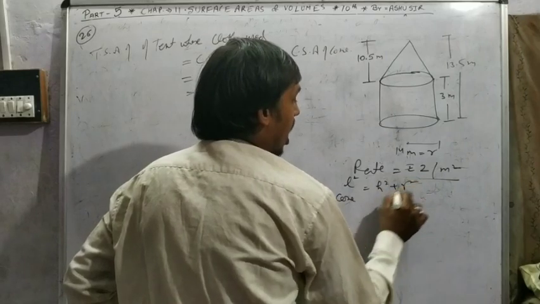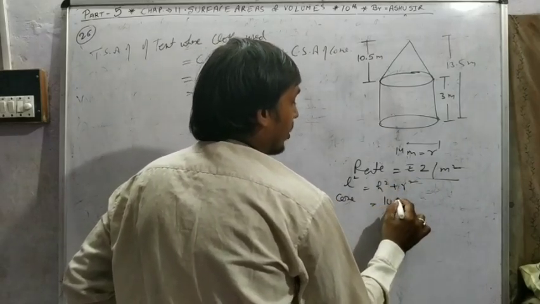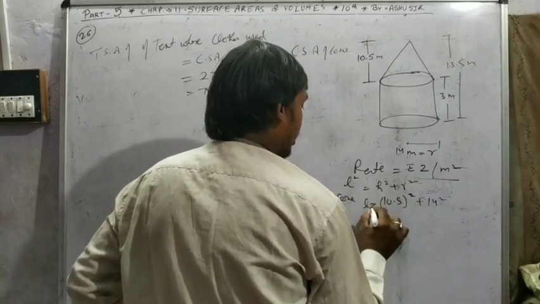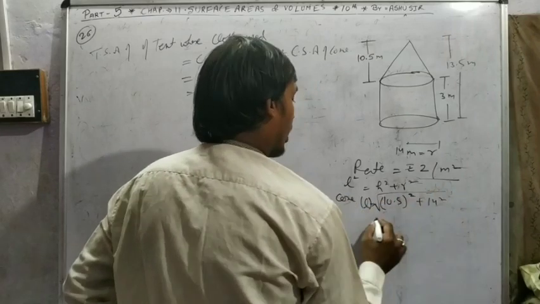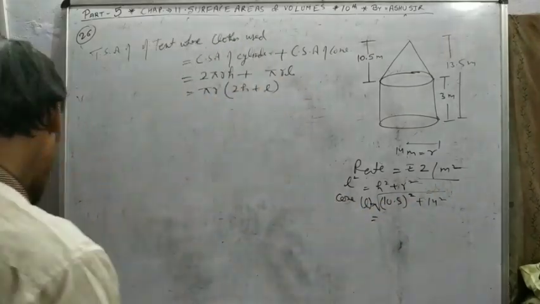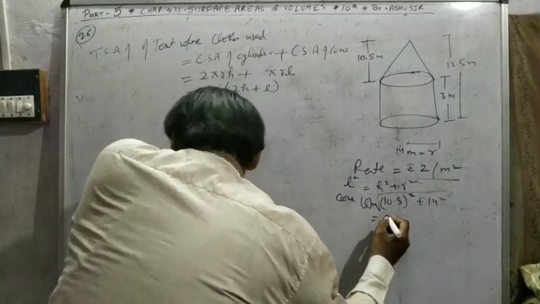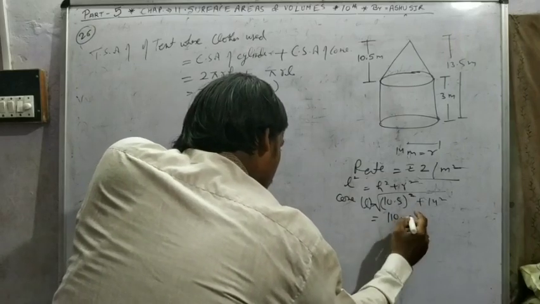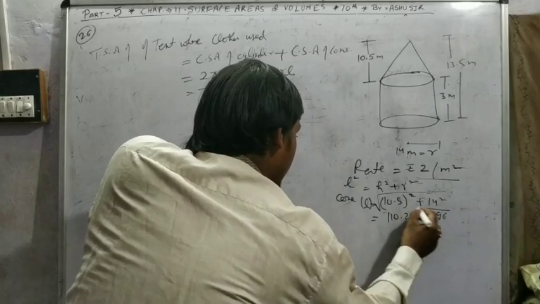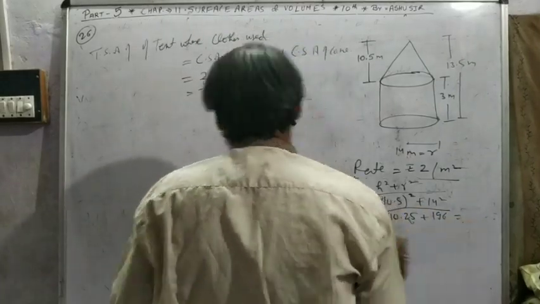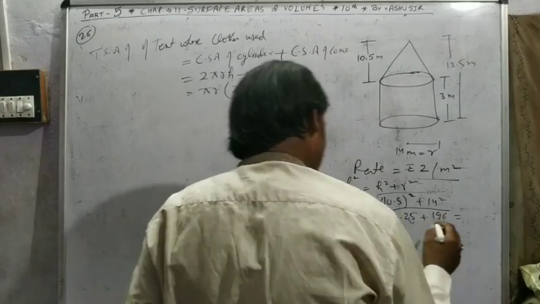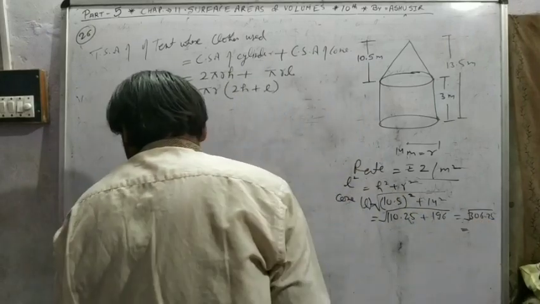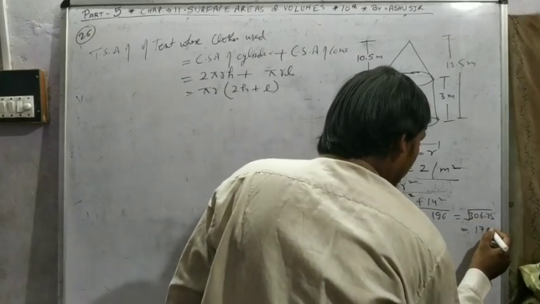l is the square root of h square plus r square. h is 10.5 plus r is 14 square, under the square root. So 10.5 whole square, I think you have to solve them. We already solved it. We get 110.25. This is 196. Add them, so we get the value 306.25, and this value is the square root of 17.5.